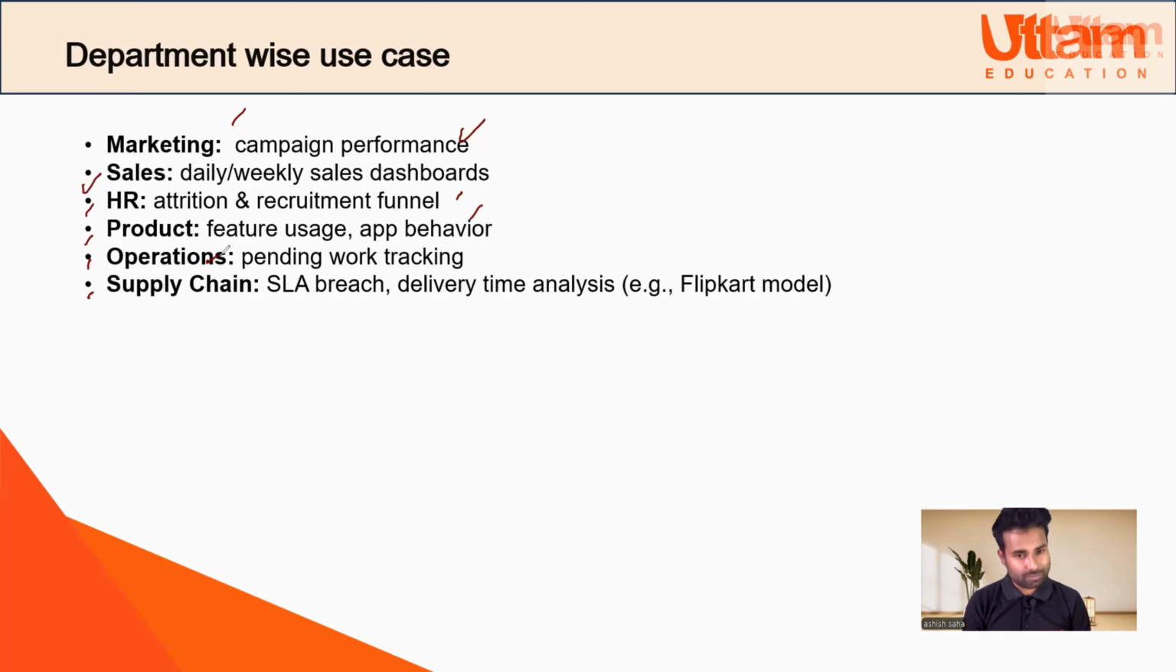If I talk about the operation team, they can analyze pending work tracking. Like if any work is pending from the student side, they can use this to analyze it. If I talk about the supply chain, they use Power BI to analyze SLA breach. Like if any product misses its delivery, in that case we breach the SLA. That type of analysis can be done by Power BI. So we discussed how marketing, sales, HR and product teams can use Power BI to analyze the performance of their work. I hope the department-wise use case is clear. Now let's move to the next slide.